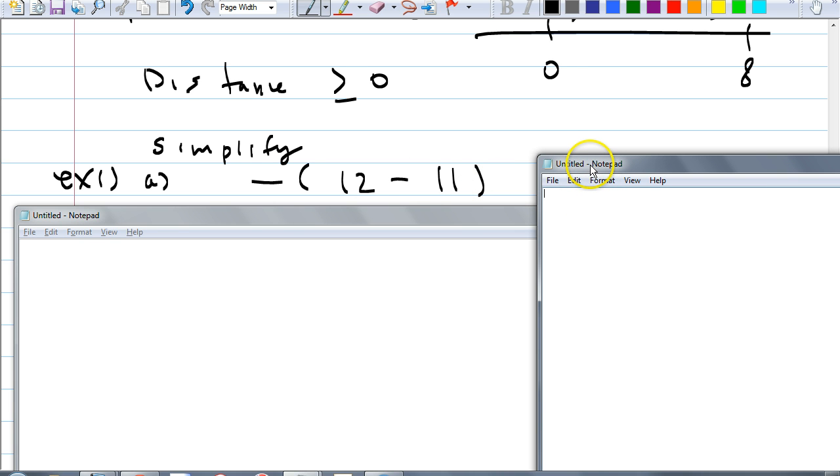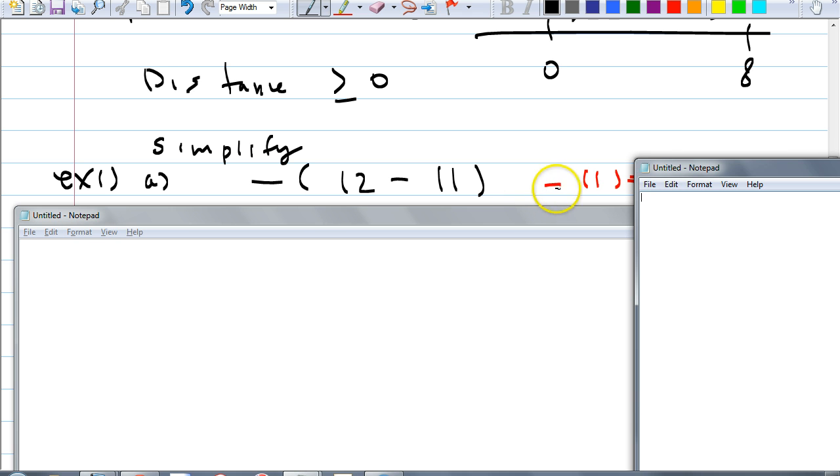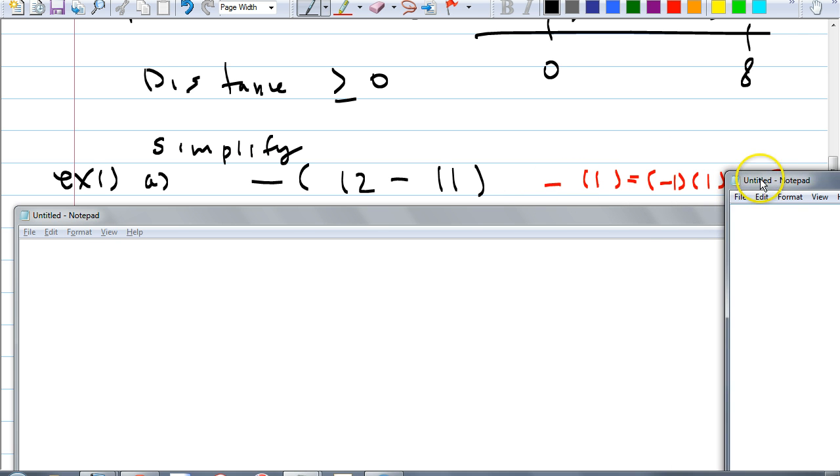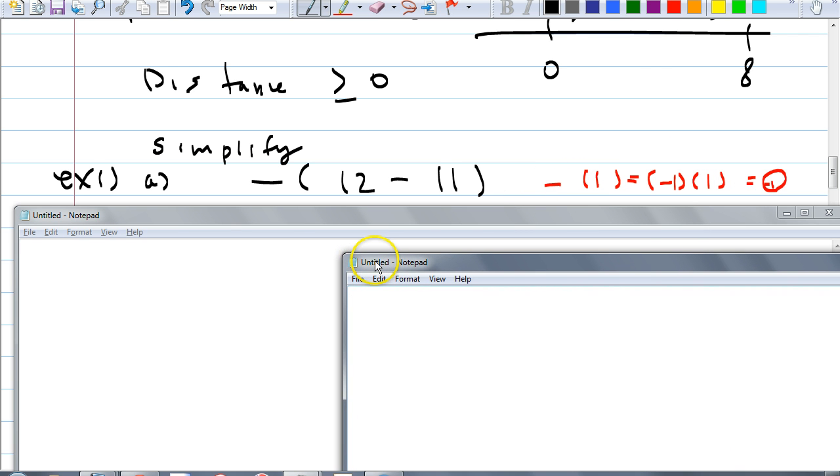What's the answer, class? Yeah, -1. Because we have to follow the order of operation, right? We got to do the grouping symbol first. 12 minus 11 is, of course, 1. And negative of 1, which means -1 times 1, right? Which is -1. Does that make sense?